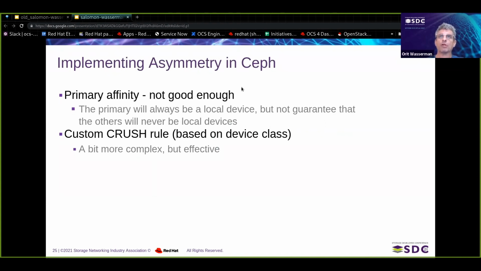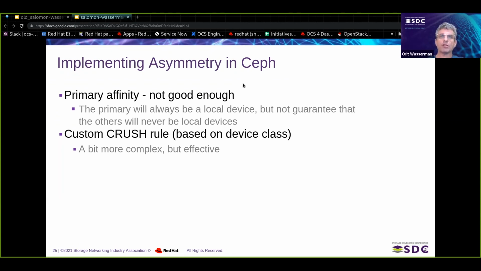So here are two options for implementing asymmetry. The first one uses an attribute which is attached to each device and is called primary affinity. So what is primary affinity? It is a global parameter per device that can control the probability of this device becoming a primary OSD. This parameter ranges from 0 to 1. 0 means the device will never be primary, and 1 means that it will become primary according to the algorithm. Note, it does not mean the device will always be primary for every PG.